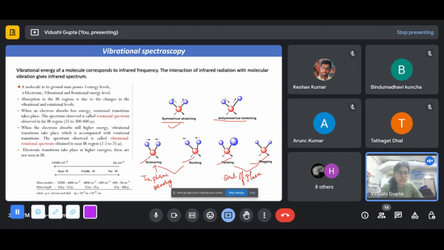The other two are out-of-plane bending modes, twisting and wagging. In twisting, one atom will be above the plane while the other will be below the plane. That's why it is out-of-plane bending. While in wagging, both the atoms move on the same side of the plane. So basically there are two types of modes of vibration: stretching and bending. Stretching is further of two types, symmetrical and anti-symmetrical, while bending is of four types: scissoring, rocking, twisting, and wagging.